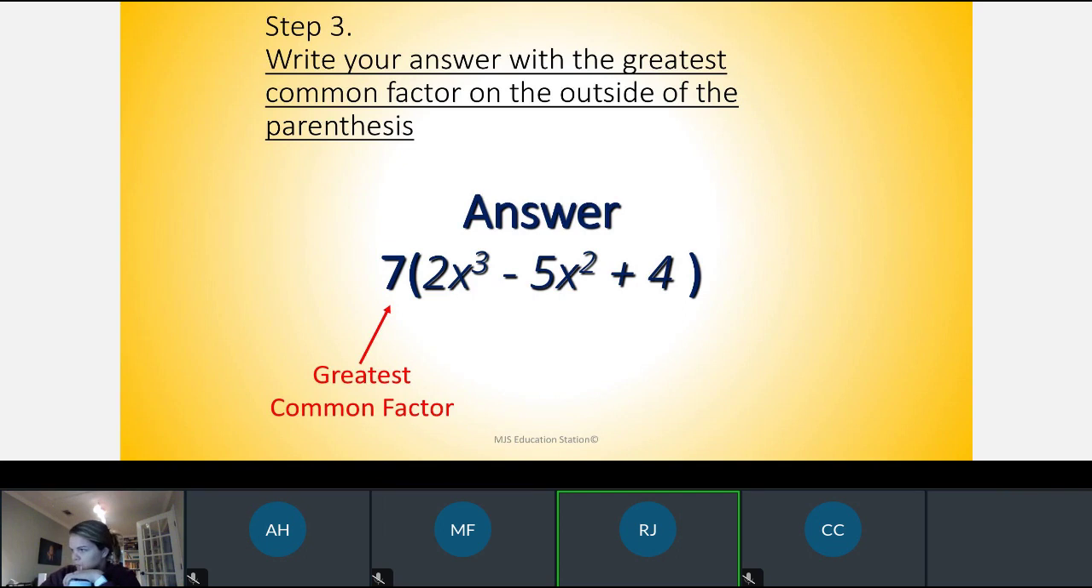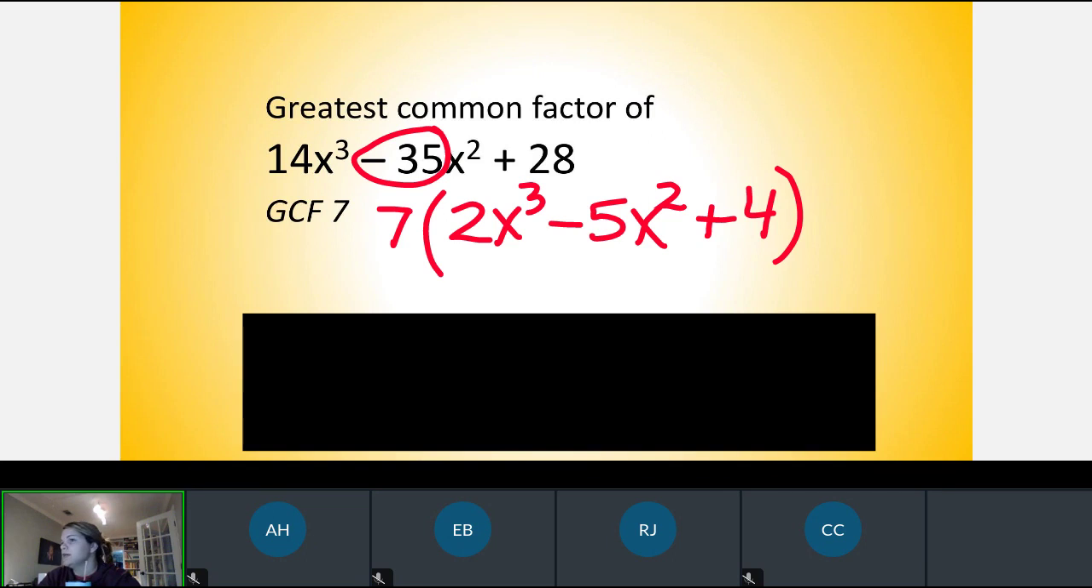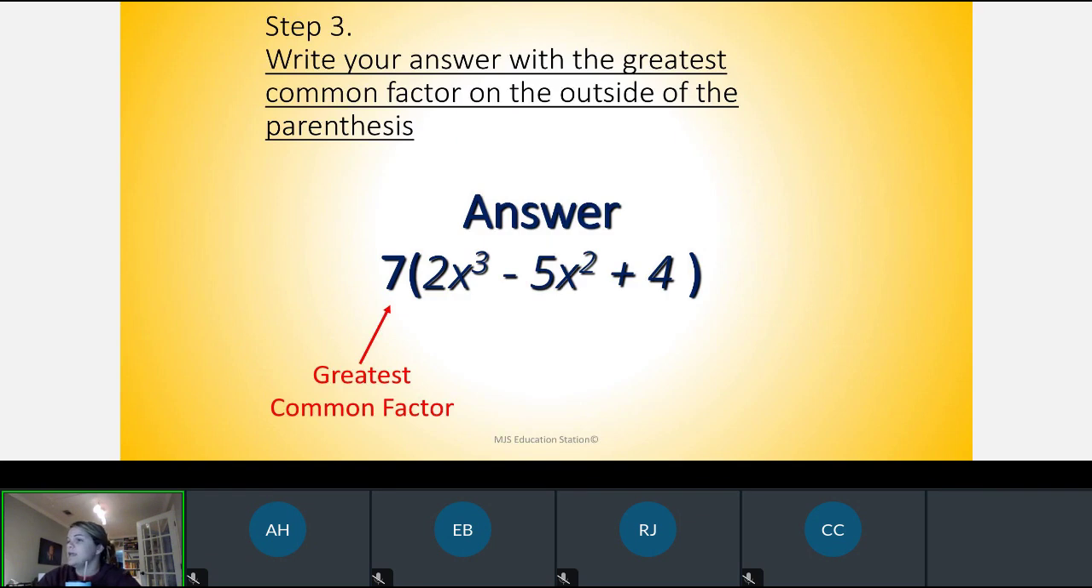One question. Sure. On this question you just pulled up, how is 7 the greatest common factor of 2, 5, and 4, which are all less than 7? 7's not the greatest common factor of those. 7 was the greatest common factor of 14x to the third minus 35x squared plus 28. Now, in this final answer, what I'm saying is 7 times 2x to the third minus 5x squared plus 4 will give me that original answer. Okay. So 7 was the greatest common factor of the previous expression, before I factored it out. Now it's not the greatest common factor of 2, 5, and 4. It's the greatest common factor of 14, negative 35, and 28.